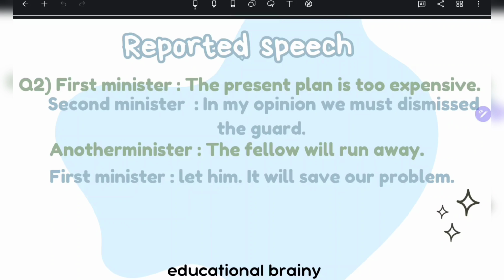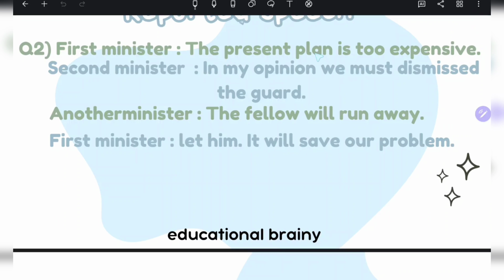So how to write this? Many of you will be confused how to write, so I'm going to teach you. In the first sentence, "the present plan is too expensive," this is the verb. Change "is" to "was." That's all. You cannot change anything else.